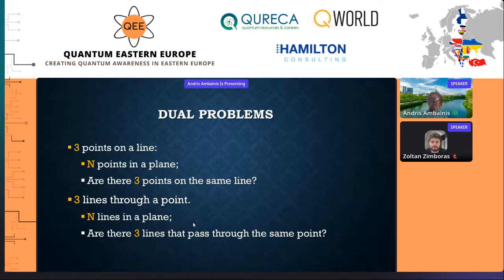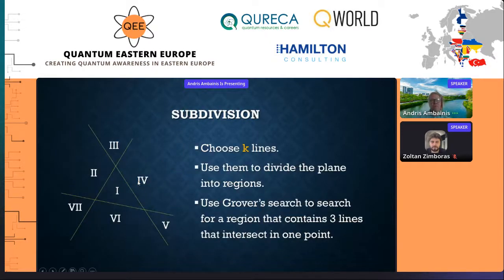There is a transformation that turns points into lines and lines into points, that transforms one of them into another, and the second problem into the first. So if we solve the dual problem, we are also solving the original. And the idea of solving the dual problem is that we choose some subset of lines, we use them to divide the plane into regions, and then we use quantum search to search for a region that contains three lines that intersect in one point.